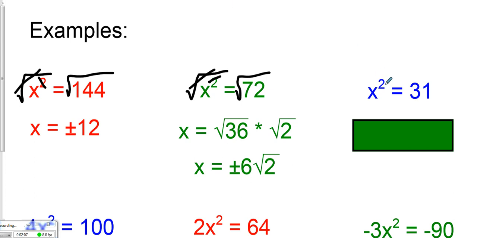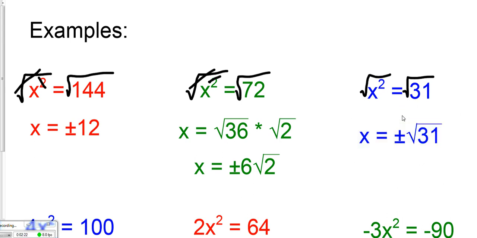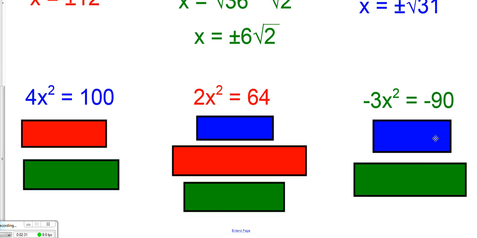Let's look at another example then. Again, these ones don't have coefficients in front. These ones all assume that a was 1. Take the square root of both sides. There is no such thing as the square root of 31, nor does it factor. So we just leave it as simply x equals positive or negative square root of 31. Pretty straightforward.